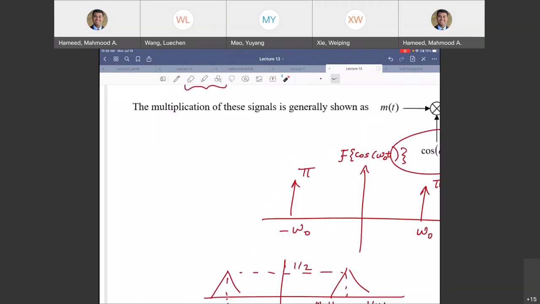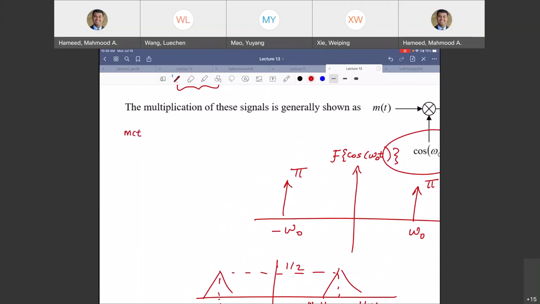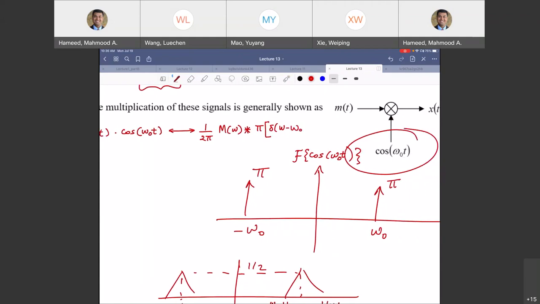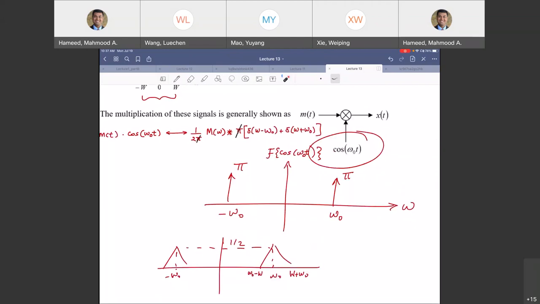Remember, what are you doing? You're doing m of t multiplied with cosine omega naught t. And in the Fourier domain, or the frequency domain, you're doing 1 divided by 2 pi, M of omega convolved with pi times delta of omega minus omega naught plus delta of omega plus omega naught, right? That's what you are doing here. And as you can notice, this pi gets canceled with this pi. So you're left with half M shifted to minus omega naught, half M shifted to plus omega naught, right? So you got that. Let's color code it. This one with the half and with the minus is here. And for the other part, you're getting it here.